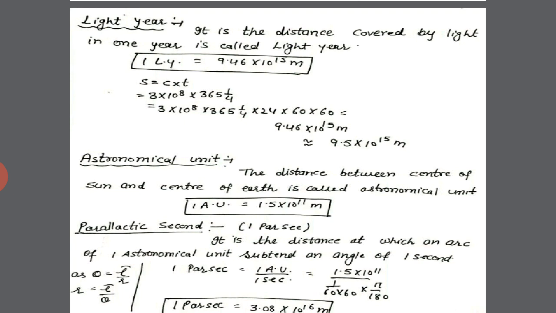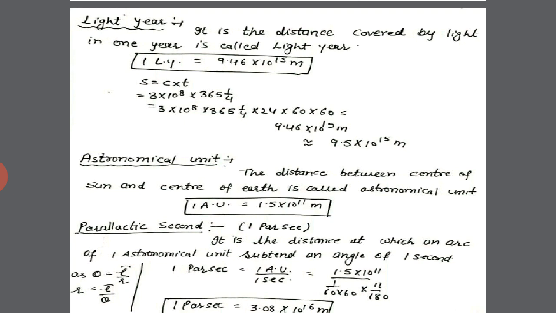Normally this unit is used for measuring longer distances. S = C, we all know C is the speed of light, so distance = speed of light × time, that is, C × 365.25 (1/4) × number of days, converted into seconds. Then the value of 1 light year comes to 9.5 × 10^15 meters.